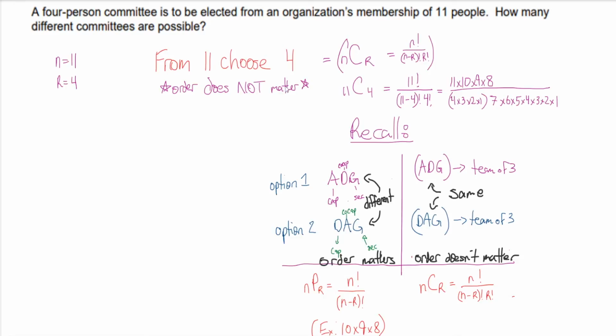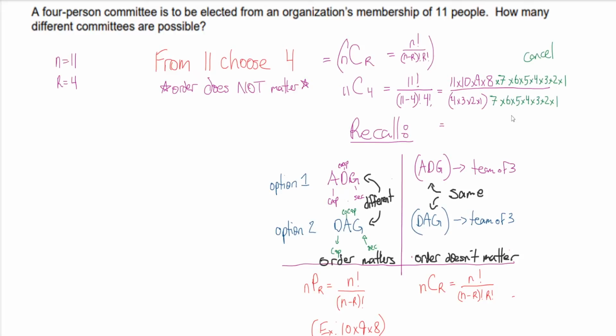Remember, the whole trick is that that is there to cancel the extras. We don't want to count all the way down from 11 because we're not going to take all 11. We're only going to take 4 of them. So we're going to count only the 4 steps. And then this will cancel with this, right? So those cancel. And so we're left with just 11 times 10 times 9 times 8.